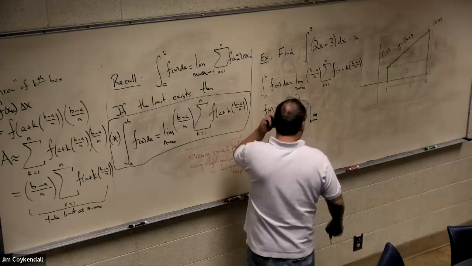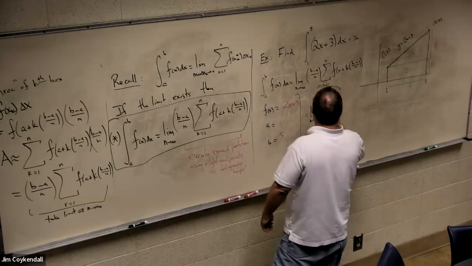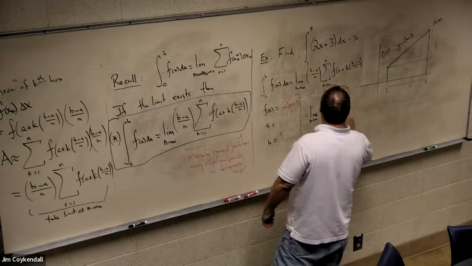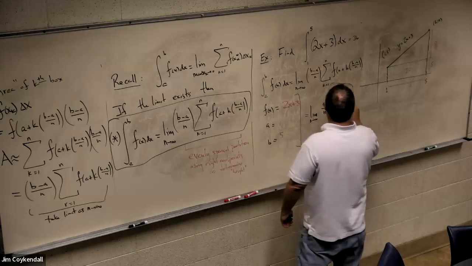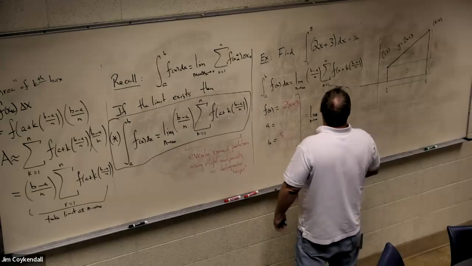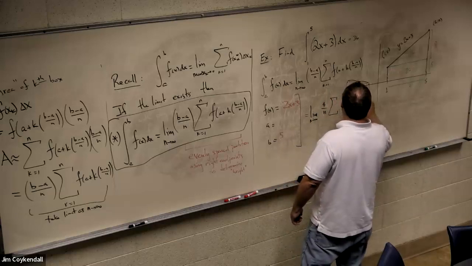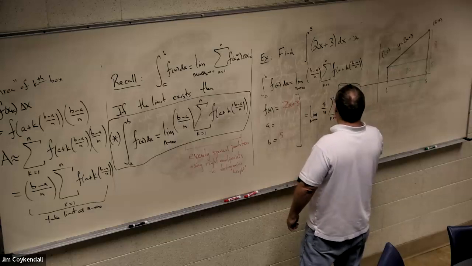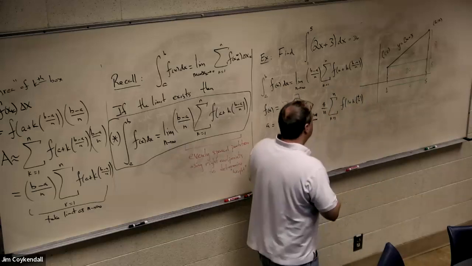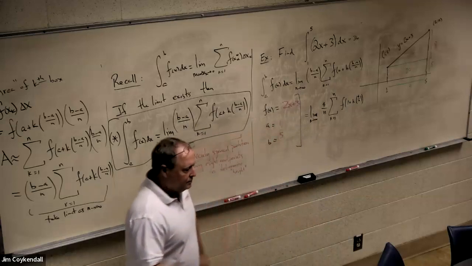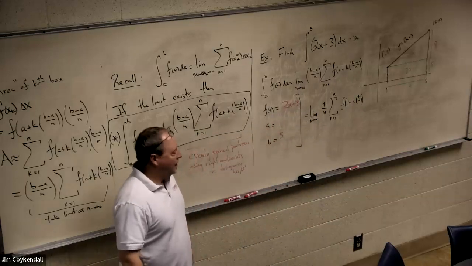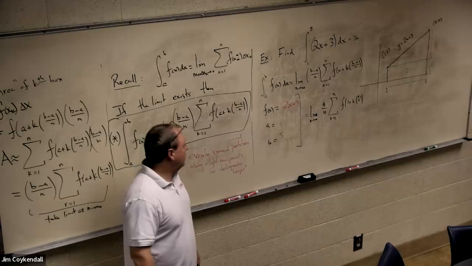Let's see, B is 5, A is 1, so this is 4 over N times the sum of f of 1 plus k times 4 over n. Everybody okay with that?